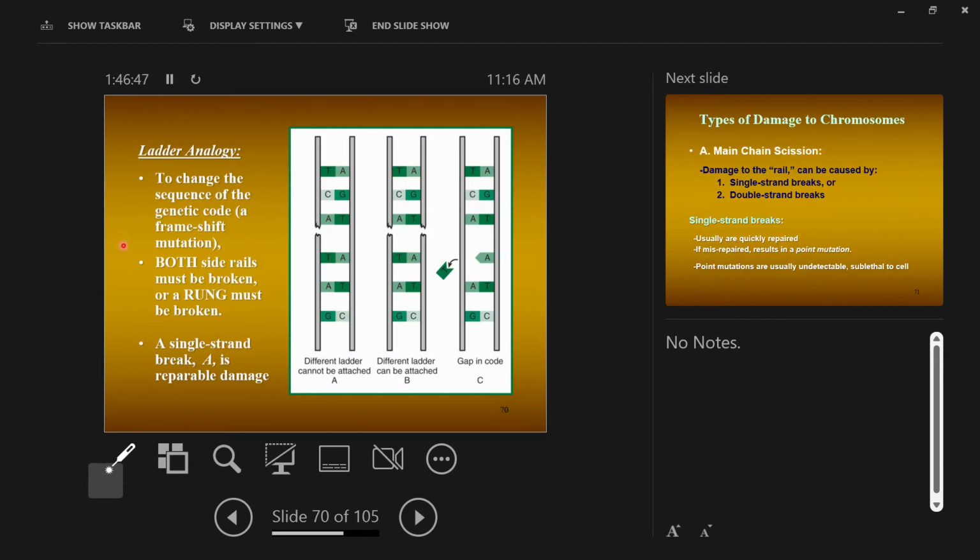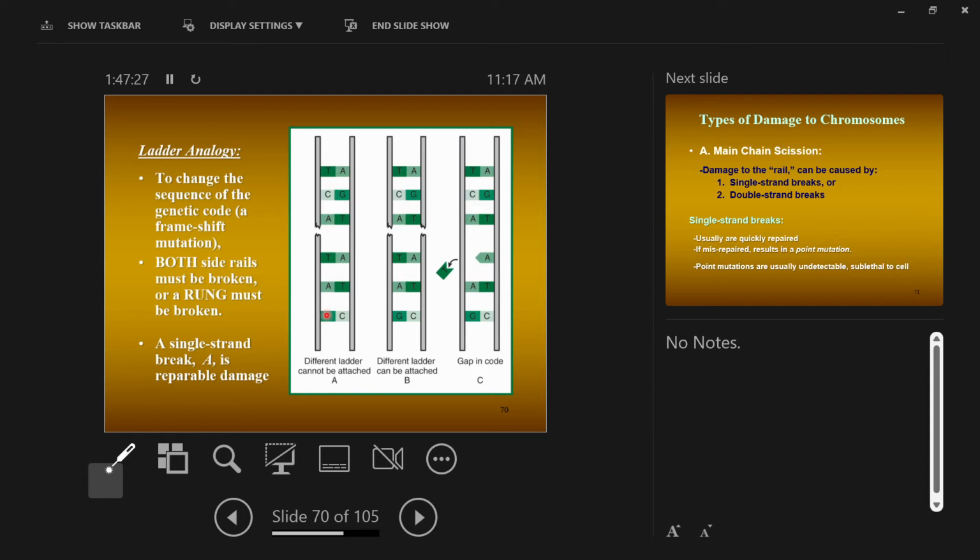Okay, so let's read from the left here. In the ladder analogy, to change the sequence of a genetic code, a frameshift mutation, both side rails must be broken, or an entire rung must be damaged. Or at least one side of the rung, but this is semi-repairable, but we'll say that that's a problem too. Both side rails must be broken or a rung damaged, okay? A single strand break, like in A on the left here, is said to be repaired.